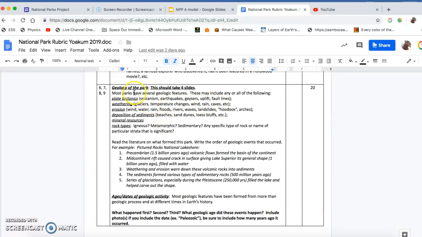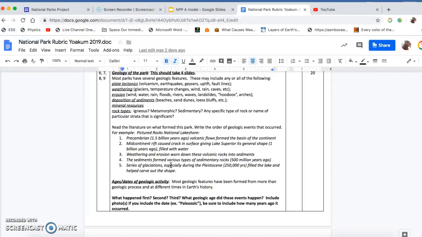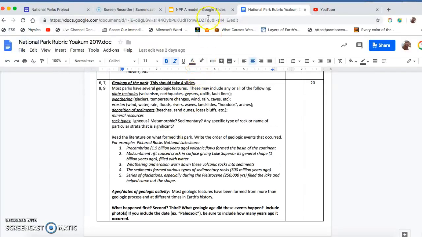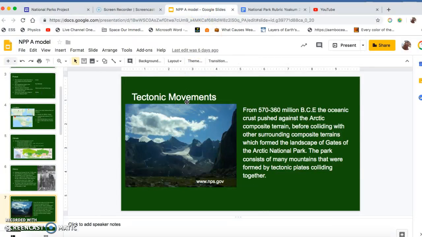Now, the meat of the slideshow. 4 slides should tell us about these geologic features. Your park may not have all of them, but it definitely has a lot of geology happening there. And you need to dig into it and explain it to me and to the students. So you're going to read through this description and then tell us what the story of the geology is.